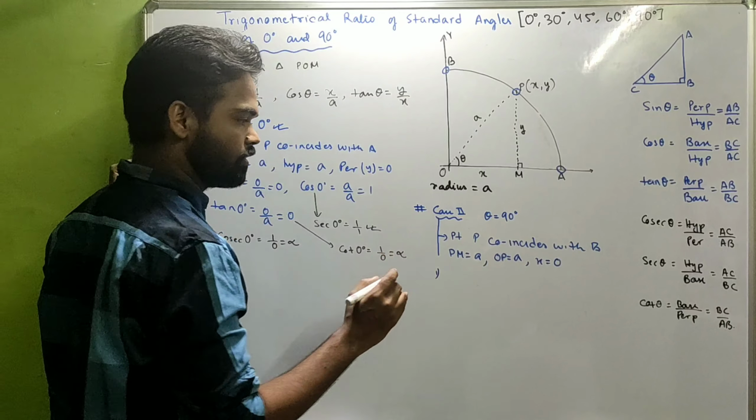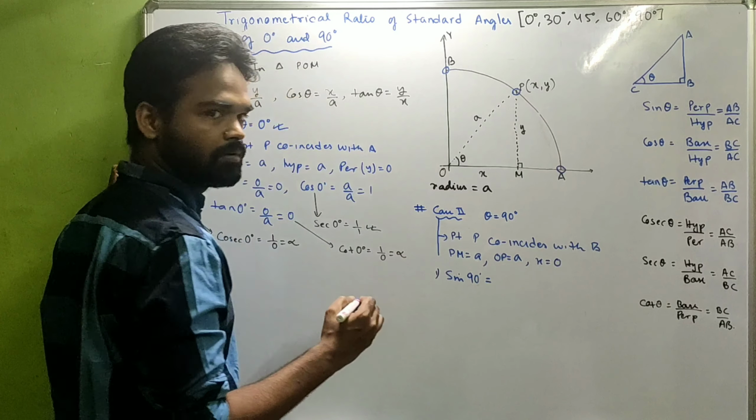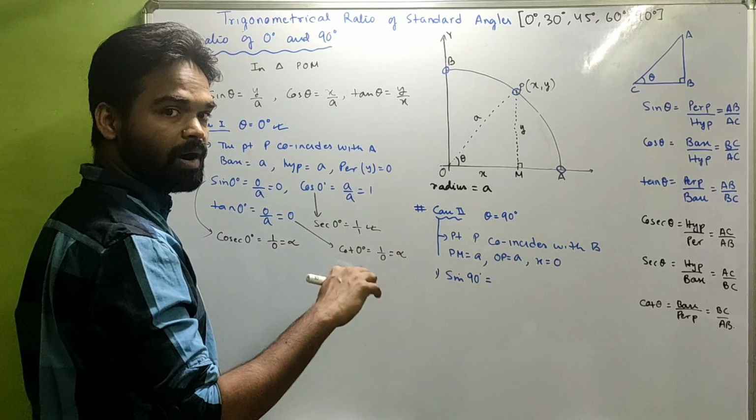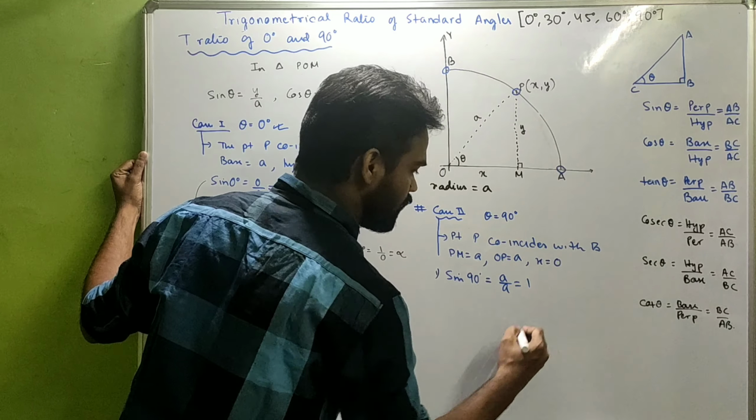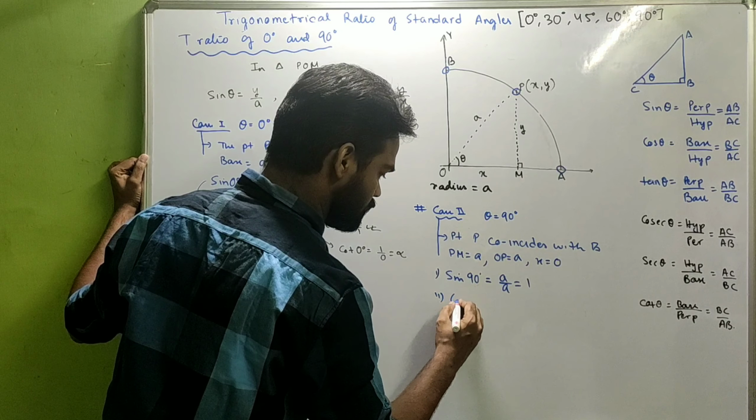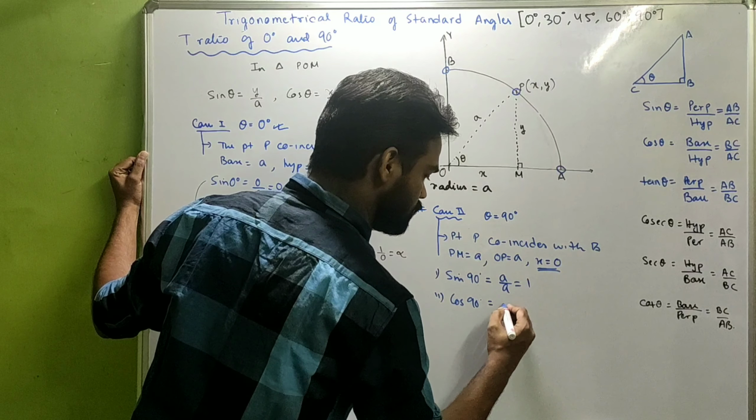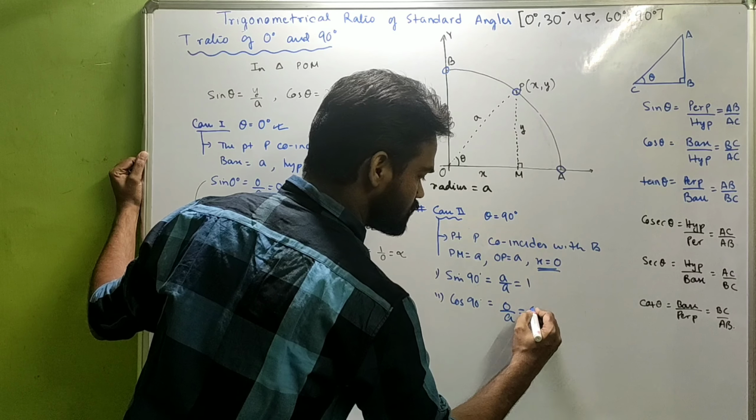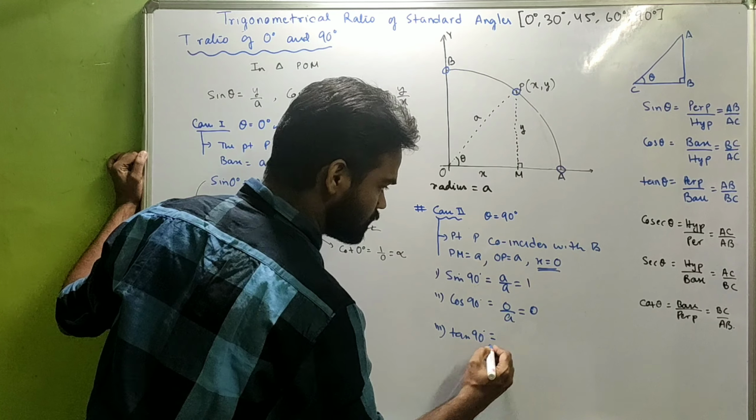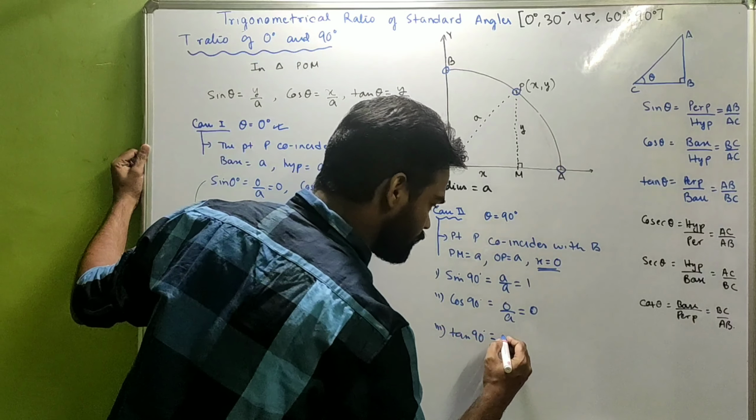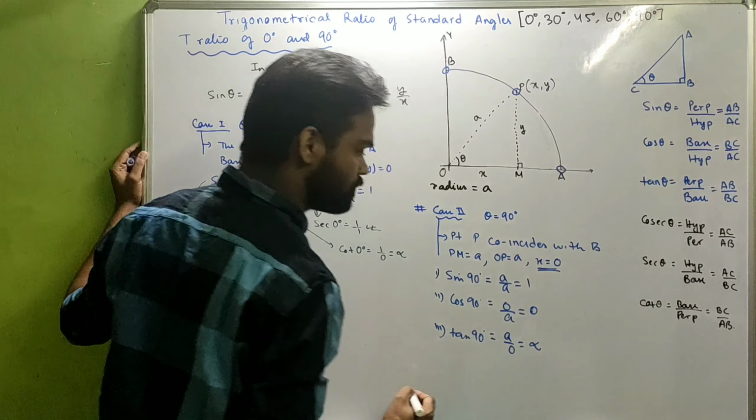Now in that scenario, if I want to find sine 90 degree, perpendicular by hypotenuse. So your perpendicular is A and the hypotenuse is A. So 1. If I find cos 90, it will be base, which is 0, by hypotenuse, that's 0 only. If I find tan 90, tan is perpendicular by base, so that's A by 0, which means it will be undefined.